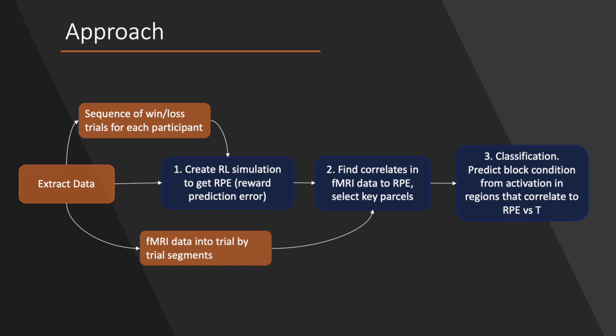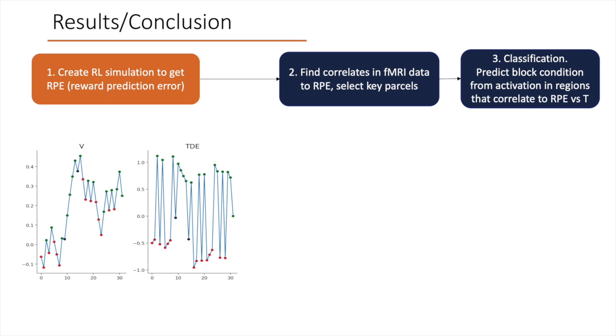And the final step in our approach, which we didn't have time to do, was to decode information about the procedure using these areas in the brain that signal an RPE. And we would have done that with a linear classifier using the activation in RPE encoding parcels as predictors.